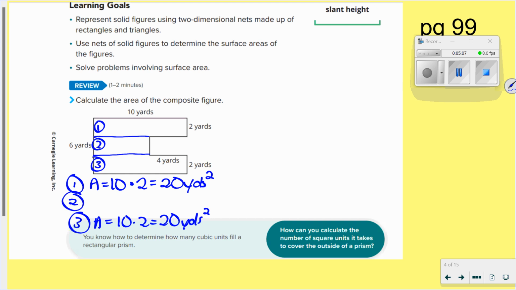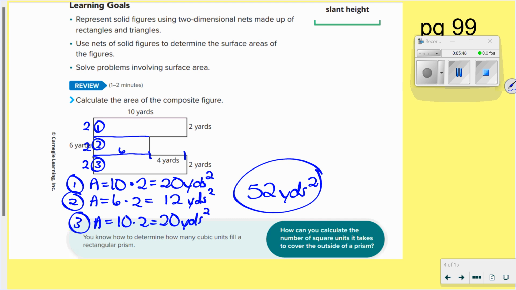Then we have rectangle 2. And again, it is area equals length times width. So what is the length of rectangle 2? 6. Because if this part is 4, I need 6 more to make a total of 10. Yes? Yeah. And what is the width of rectangle 2? 2. Because if this is 2 and this is 2, I need 2 there to make a total of 6. Yes? So I get 12. Am I done? No, it's asking for the total area, so I need to add them together, and I get 52 yards squared.